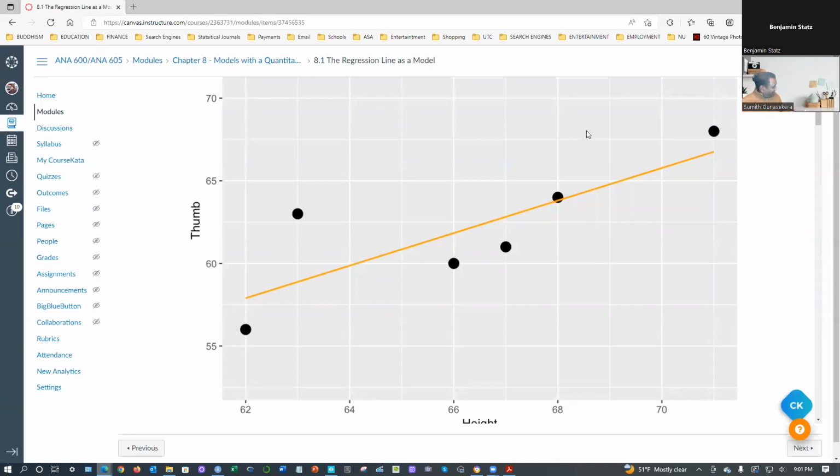And the other interesting thing when it comes to this regression equation, how could you do it?